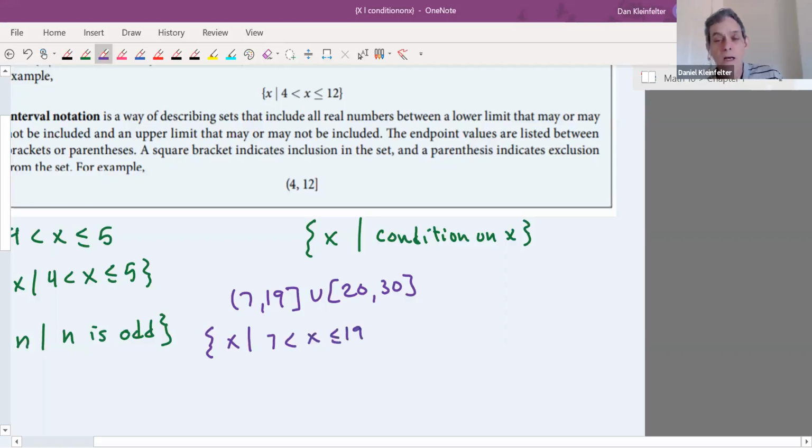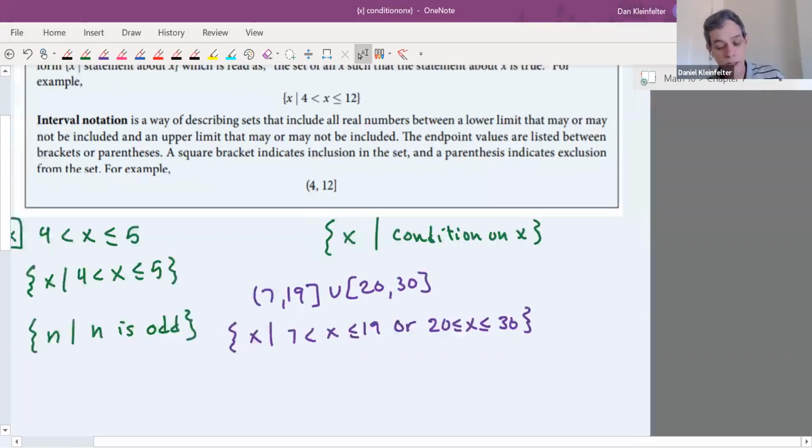That's part of it. Or the union can be read as "or." x has to be between 20 and 30. So 20 is less than or equal to x is less than or equal to 30. Okay, so that would be the way to express the set in set builder notation.